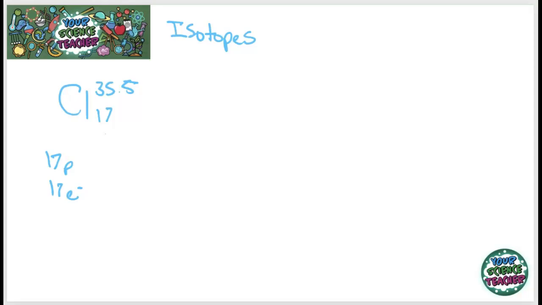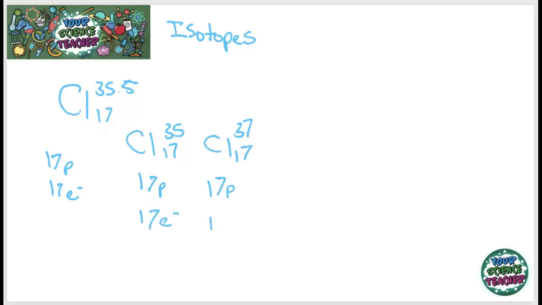So how have we ended up with this in the periodic table? Well, the reason is because chlorine has 2 main isotopes. These are atoms that have the same number of protons and electrons, but a different number of neutrons. So chlorine is made up of the 2 isotopes, chlorine 35 and chlorine 37. So chlorine here both times has 17 protons, 17 electrons. However, over here it has 18 neutrons, and over here it has 20 neutrons. So what you're seeing over here with this atomic mass is in fact an average atomic mass.